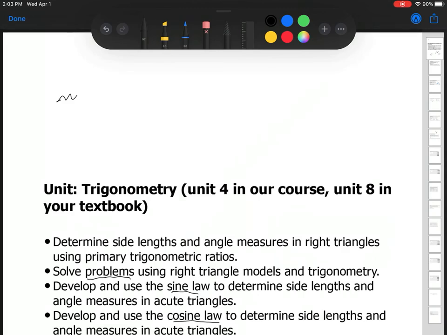So we're continuing with our study of triangles. Last year in grade 9, you would have done side lengths of right angle triangles using the Pythagorean theorem. Now we're going to extend that to finding the measure of an angle using the primary trigonometric ratios, which is basically this lesson here, 8.1. Then we're going to solve problems using right angle triangles. And then we are going to move away from just right angles, and we're going to look at the sine law and cosine law for finding side lengths and angle measures in triangles that do not have a right angle, and as well solving problems with those.